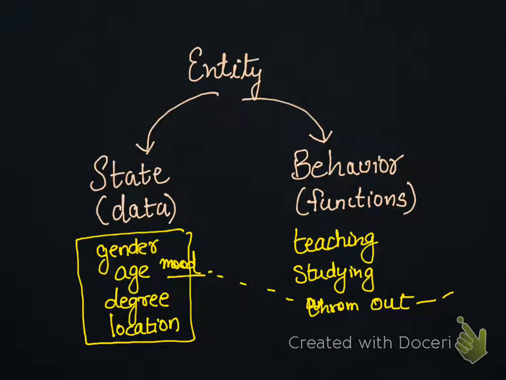So the picture I wanted to convey is an entity has two things, which is a state and a behavior. State is the data, which are the facts associated with an entity, and behavior is the function which that entity does. So if you look at a cloud, in the case of a cloud, your state can be the amount of water in the cloud or the location of the cloud, and the behavior can be that the cloud is raining, and whether it is raining heavily or it is raining lightly, so on and so forth.